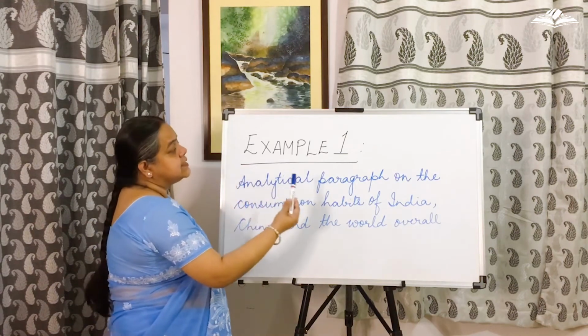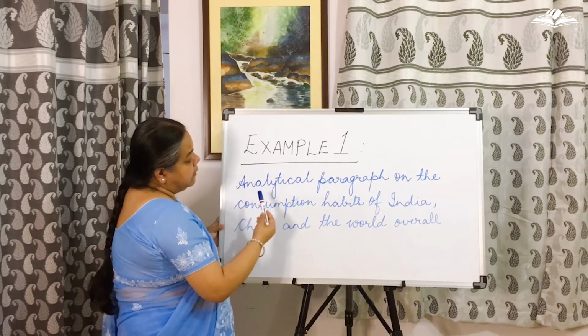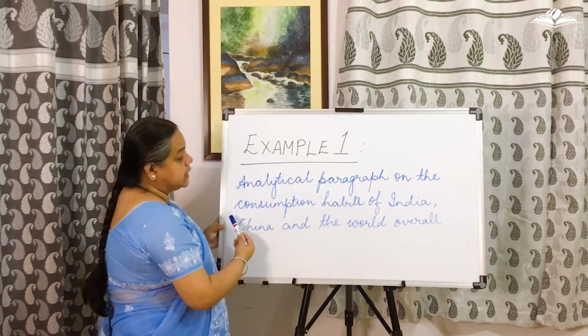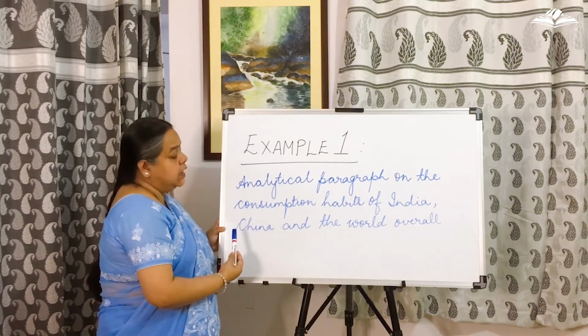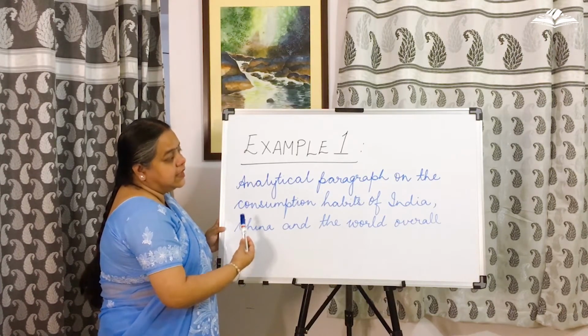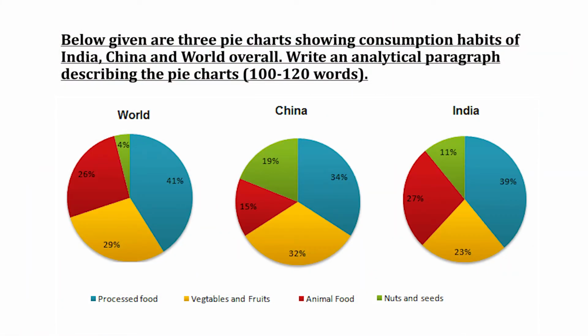Let us discuss example 1, where we will think about an analytical paragraph on the consumption habits of India, China and the world overall. You can see the question on your screens. Below are given 3 pie charts showing the consumption habits of India, China and the world overall. You have to write an analytical paragraph describing these pie charts within 100 to 120 words.